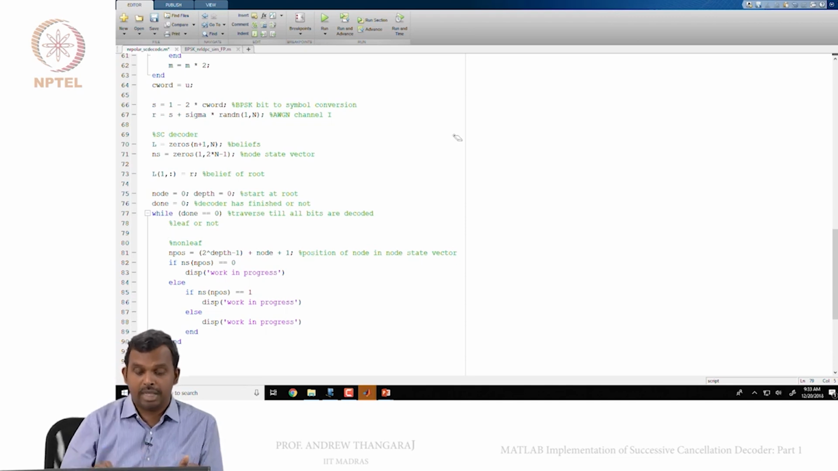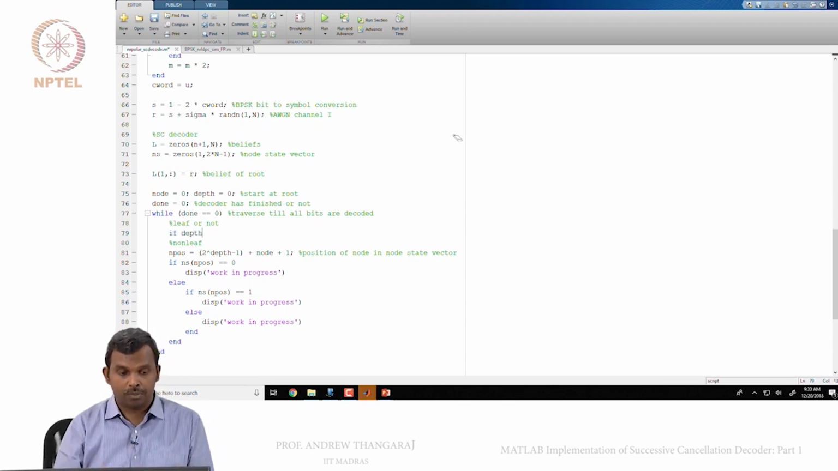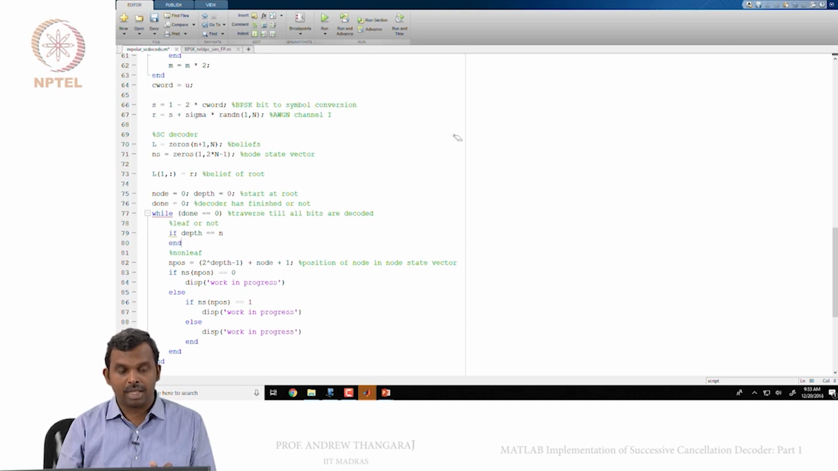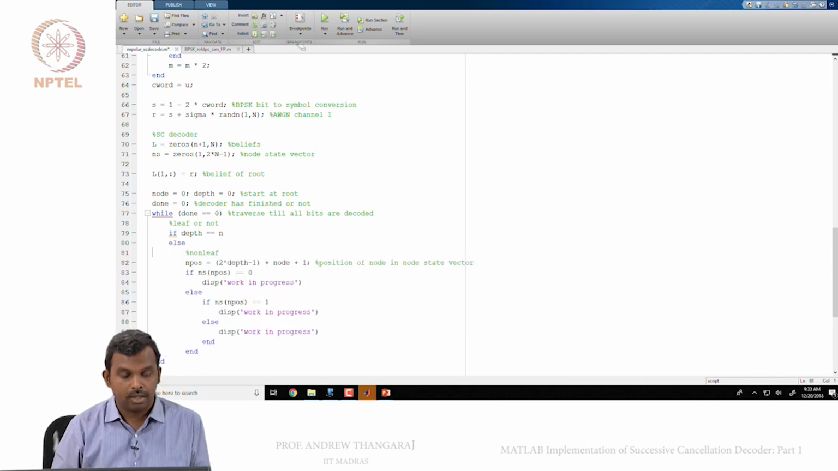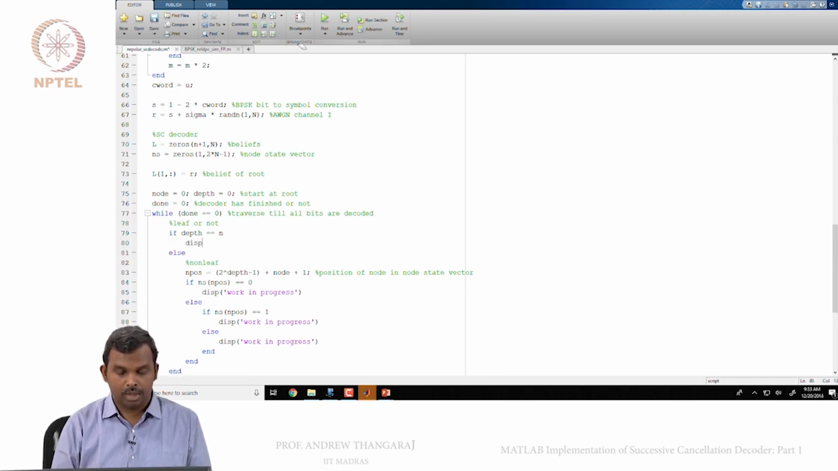If you are leaf, so you have to check that. So, how do you check that? If depth equal to n. Okay. So, if you have reached the last one, then you have to do something else, right. So, only if you are not, you have to do this non-leaf stuff, right. So, let us push this to the right and then get an end here, so that things work out. So, I will just keep work in progress here, so that we will come back and write something there.